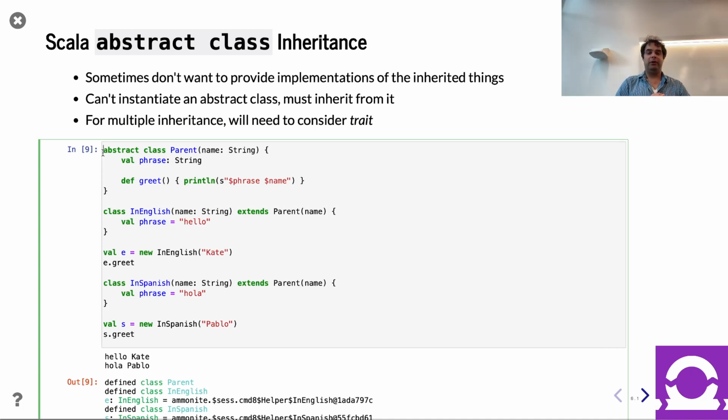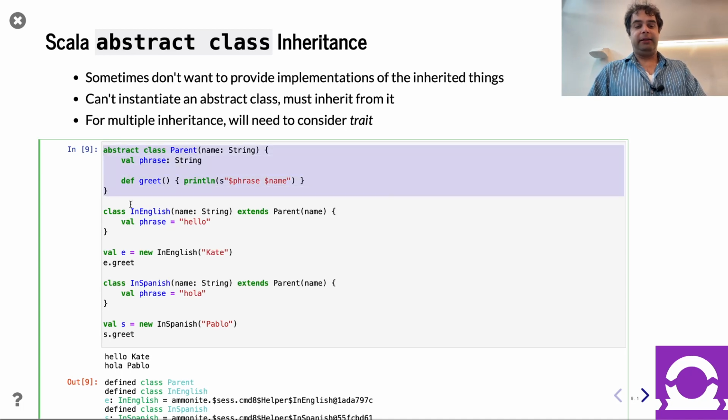And as asked a second ago, we'll come to traits to do multiple inheritance. But for now, yeah, classes and abstract classes can only do single inheritance. Yes, correct. Yeah, yeah. So I'll repeat the question for the recording.